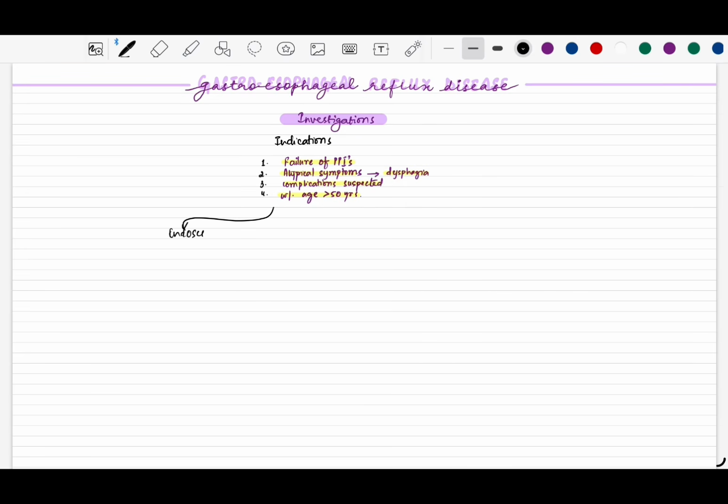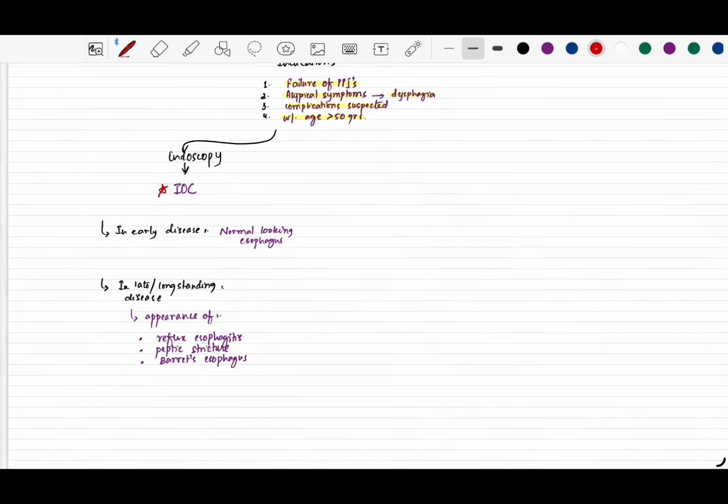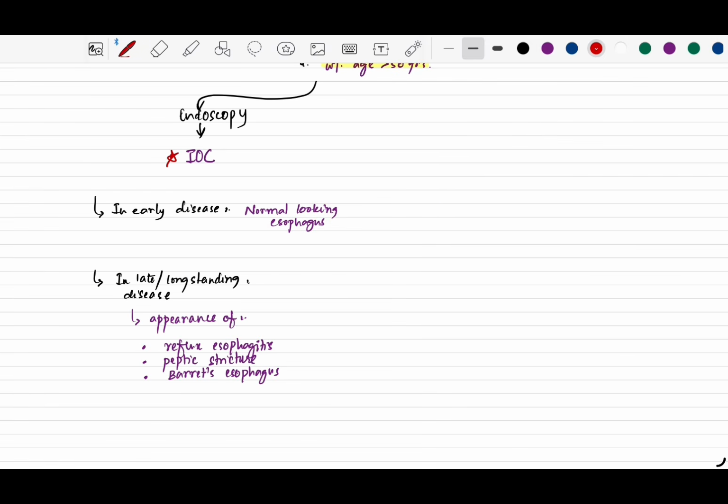Now, endoscopy is the first line investigation and also the investigation of choice. So, IOC, short for investigation of choice. In the endoscopy, during the early disease, we will have a normal looking esophagus. Now, this is also referred to as non-erosive reflux disease, which is seen in somewhere around 70% of patients. However, in late or long-standing disease, we will have the appearance of reflux esophagitis, peptic stricture, and Barrett's esophagus. All of these are actually complications related to GERD, and complications will be discussed at the end of the video, like I mentioned before.